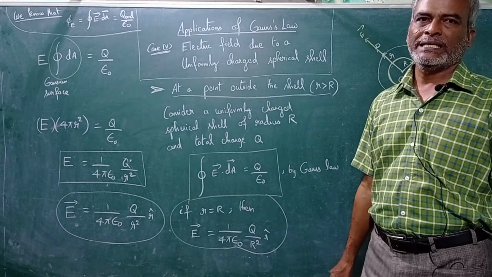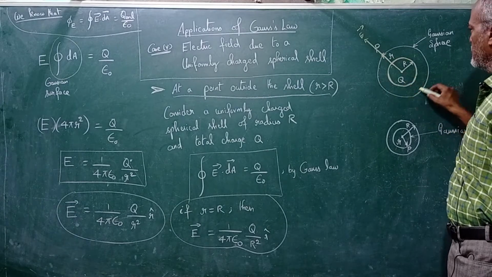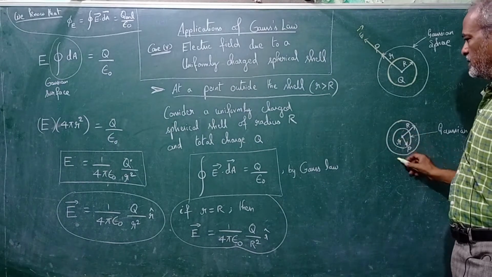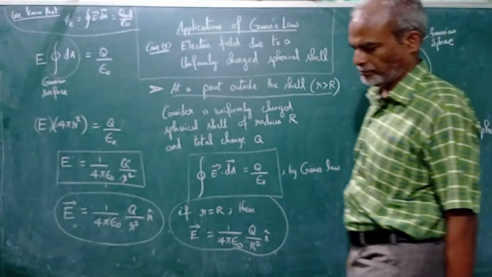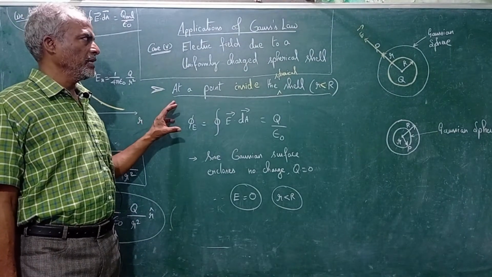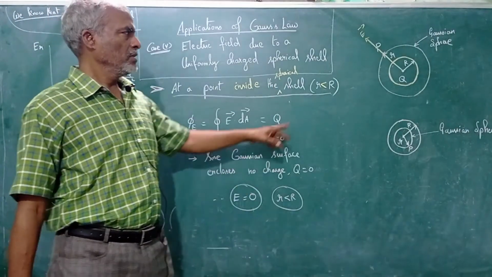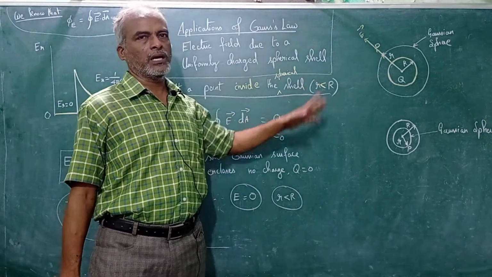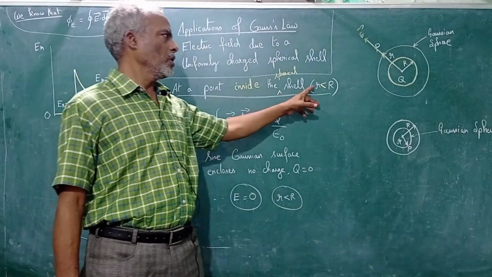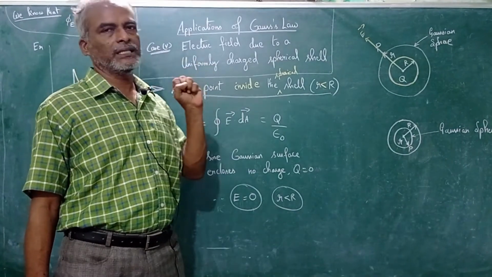Now we will move on to case 3. Case 3 is about what happens if the Gaussian sphere lies inside the spherical shell. So we will see the third case in the same topic, at a point inside the spherical shell. That means this small r is less than this capital R. Capital R is the radius of the spherical shell and small r is the radius of the Gaussian surface that lies now inside the spherical shell.